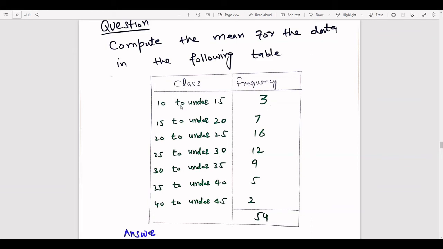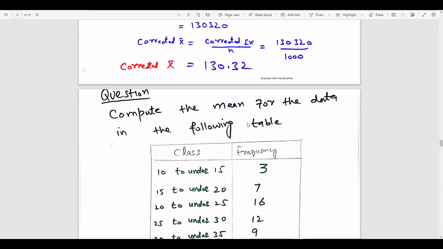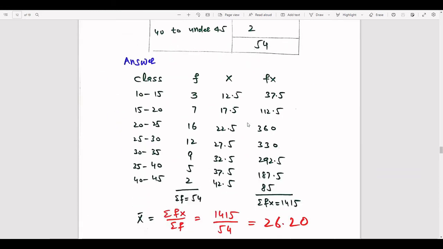Question. Compute the mean for data in the following table. Classes: 10 to under 15, 15 to under 20, 20 to under 25. The frequencies are 3, 7, 16, 12, 9, 5, 2. The total is 54. So here we convert these into classes. Under 15 means 15 is excluded: 10 to 15, 15 to 20, 20 to 25.